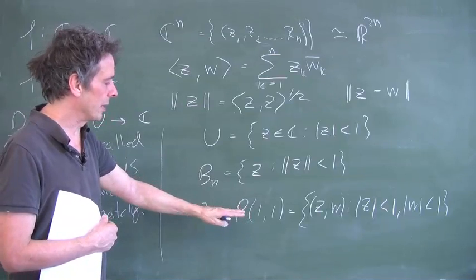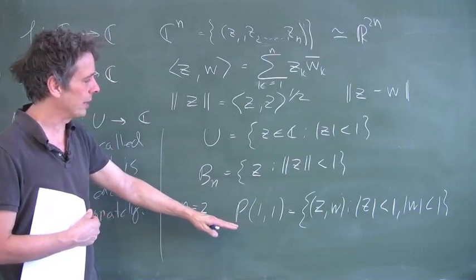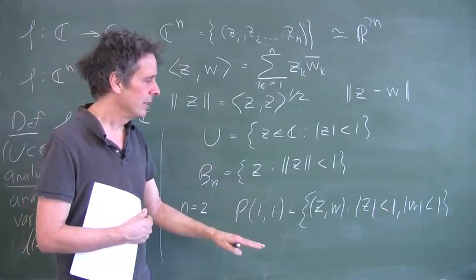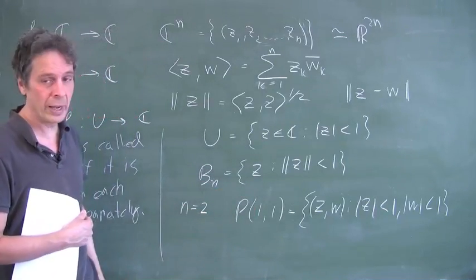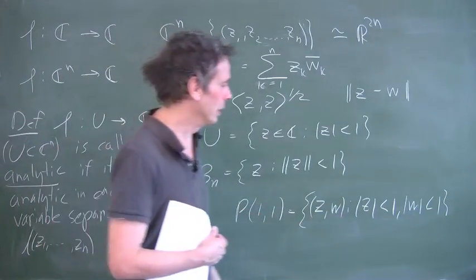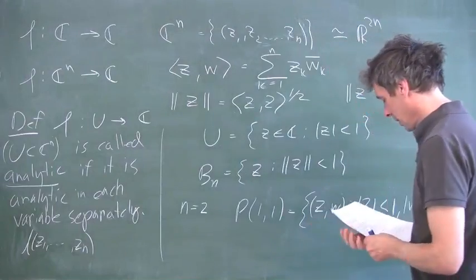You can think of it as, well, in some sense it's similar to a ball, but on the other hand it's also similar to a square in a certain sense. So it's something in between. We'll have a closer look later on.